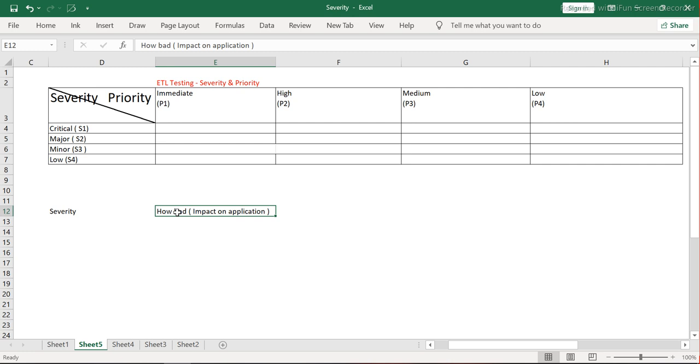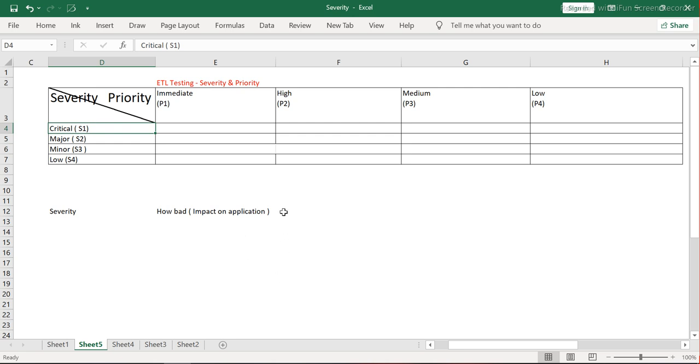Normally we have four categories for each bug basically. The first one is critical, the second one is major, then minor, and the fourth one is low, right? Critical means it has a very high impact on the application or the job. Major means it is a little lower than critical. Minor is even lower than that, and low is something that is a bug, but is not really impacting anything, right? So these are the four different categories of severity, guys.